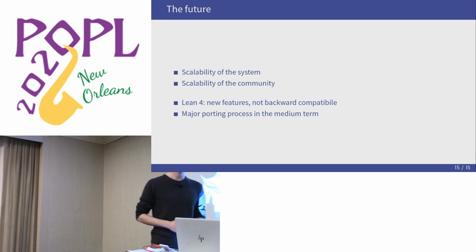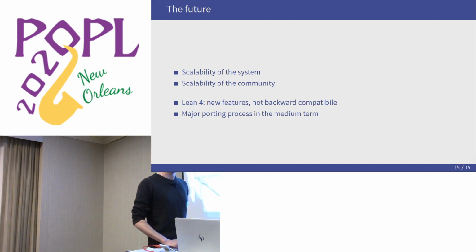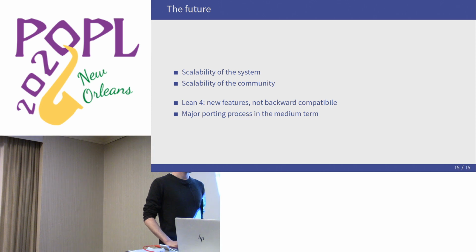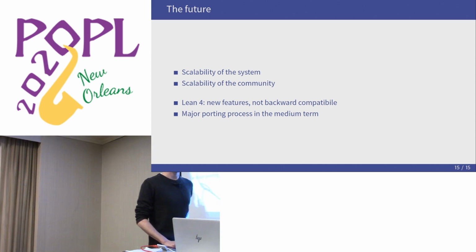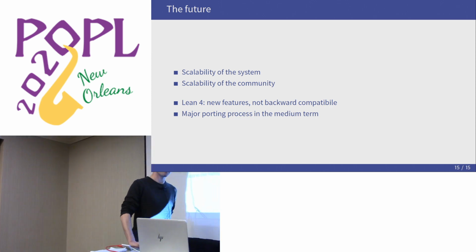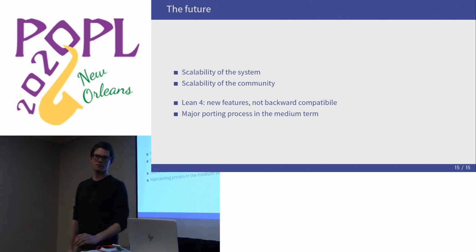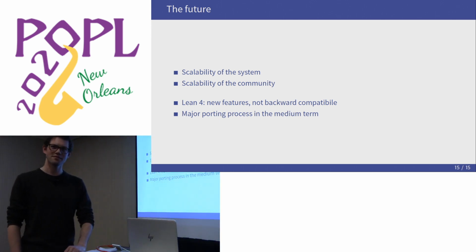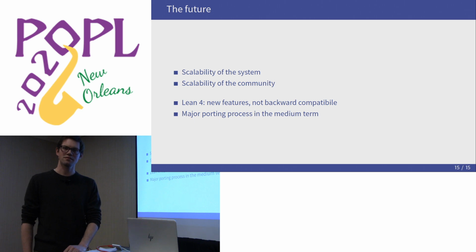One question about Lean 4. When do you expect it to be released? Because I follow some discussions, and it's in some indefinite future. Will it be in a year or two years or five years?